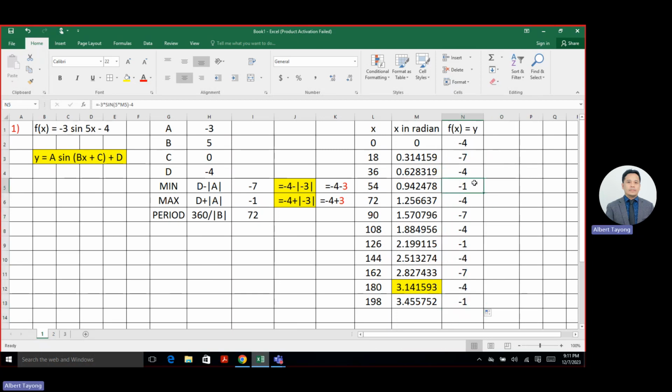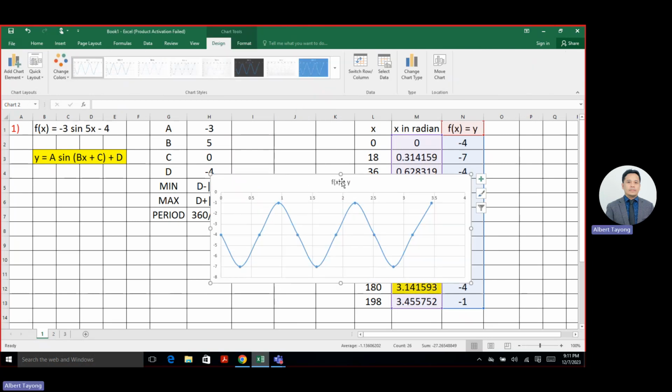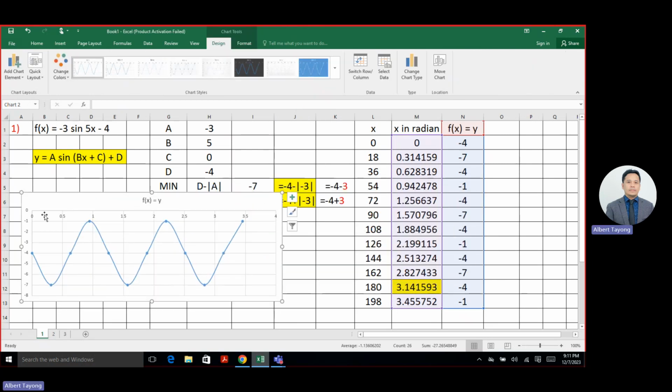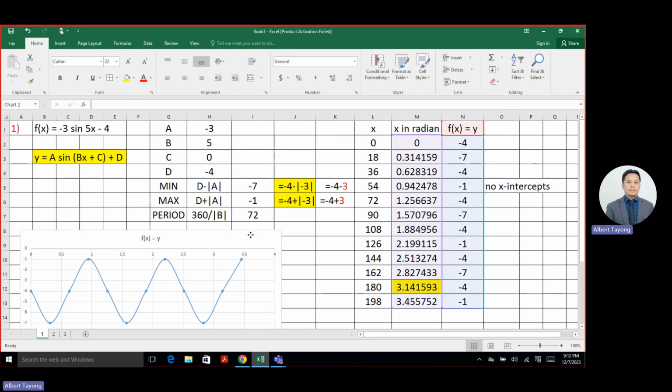So to graph, we have to select the last two columns, insert, and the second one. So this is our graph. And as you can see, we don't have our x-intercepts because it's not touching our x-line or x-axis. The x-line is here, okay, starting from 0. Okay, so you can write no x-intercepts.